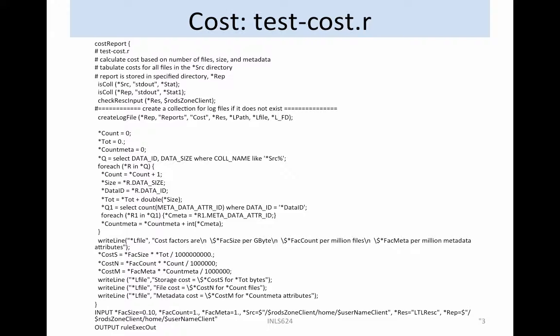A query is created to get the file size for all files in your home collection and subcollections. For each file, a query is created to count the number of metadata attributes. Totals are generated for number of files, file size, and number of metadata attributes across all files. The results are formatted and written into the log file.